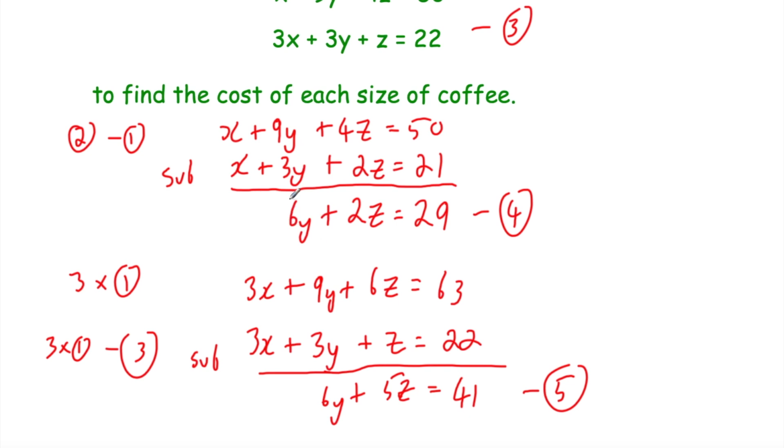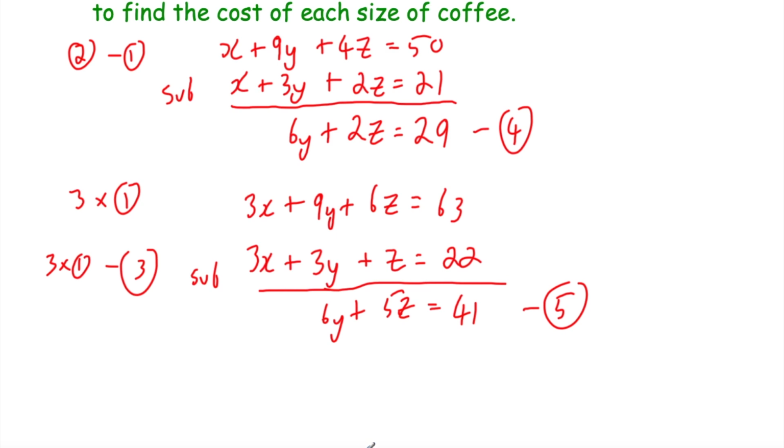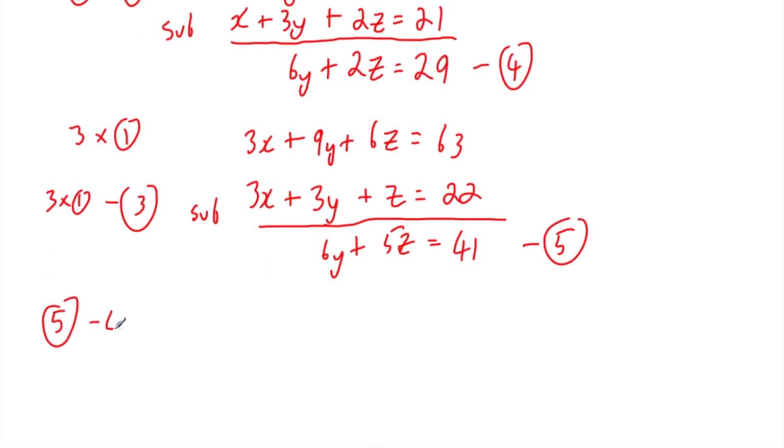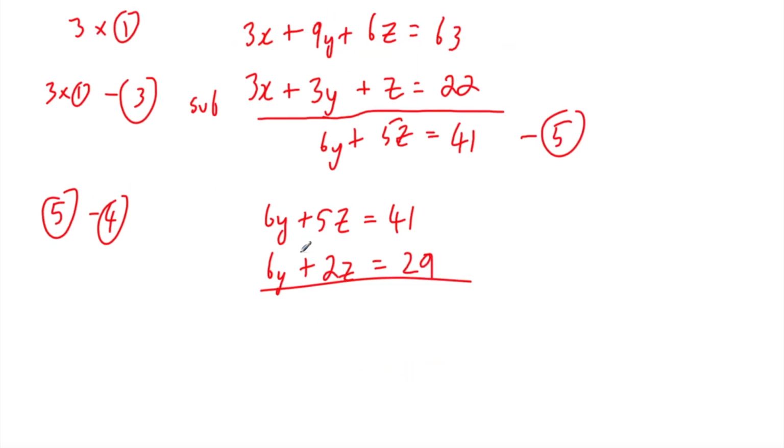This is fantastic. We've got 6y and 6y. So we can actually take these 2 equations away from each other. And I'm going to do equation 5 take away equation 4, because that will leave us with 3z. So equation 5 is 6y plus 5z equals 41, and then we've got 6y plus 2z equals 29, and we're going to take them away from each other, and then that'll eliminate the y's. 6y take away 6y is 0, 5z take away 2z is 3z, and then we've got 41 take away 29, and that's equal to 12.